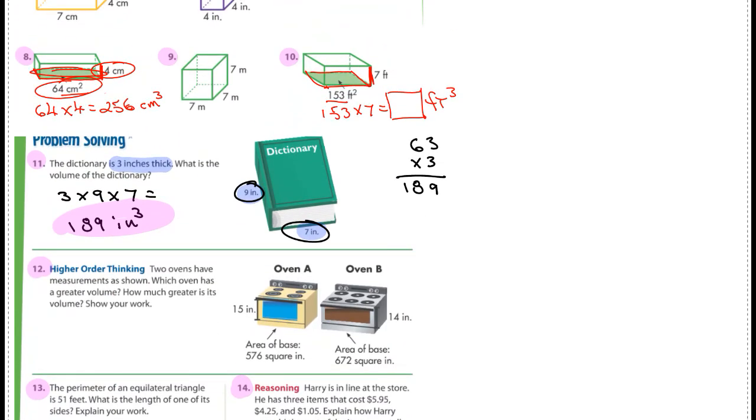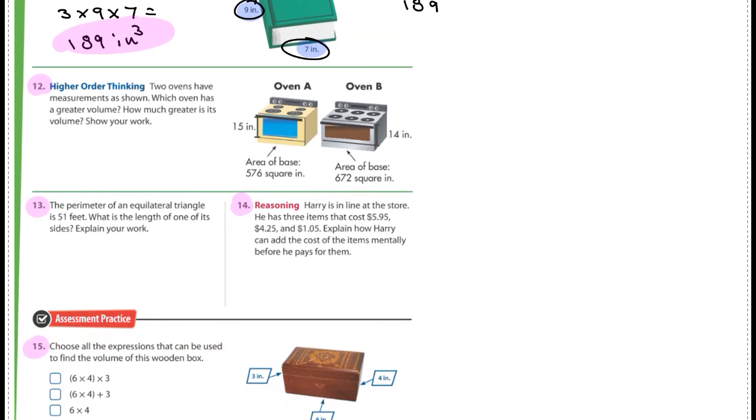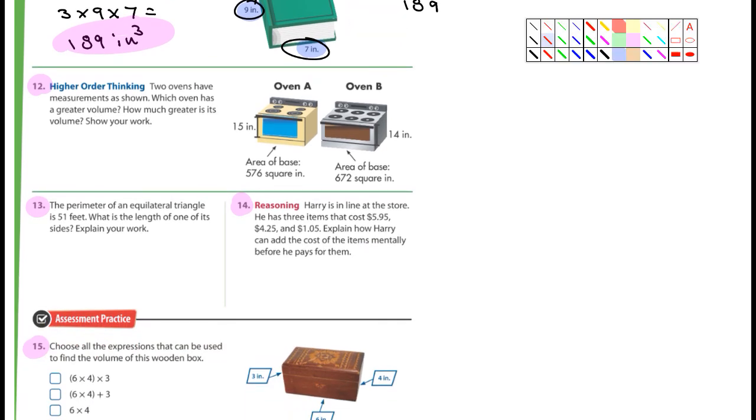I helped you out with 11. Some of you were asking me about 12. 2 ovens have measurements that are shown. Which oven has a greater volume? That's one of the questions. How much greater? So then you're going to subtract one from the other, show your work. So you have to figure out the volume of each one. So for oven A, I'm going to put A equals 576 times, the height is 15. Okay, that's going to equal something inches cubed.